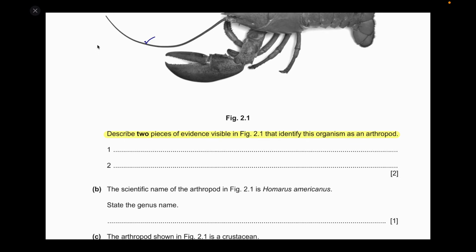So arthropod contains exoskeleton, segmented body, other points that can be written is jointed legs and antenna.